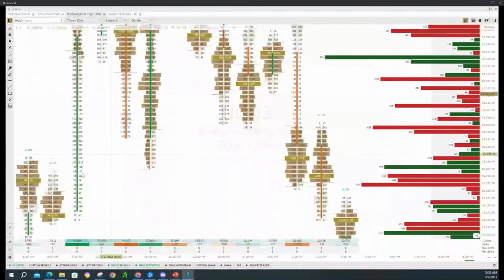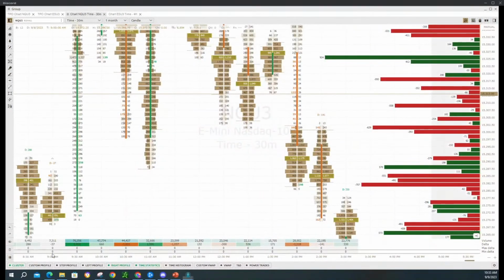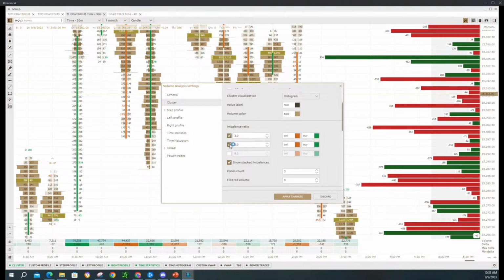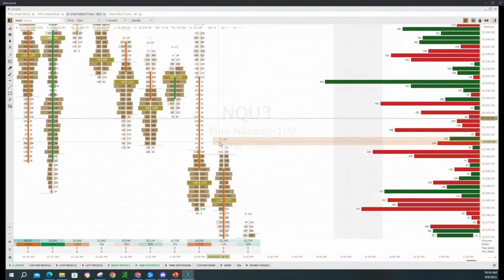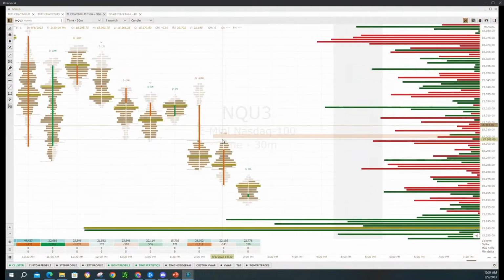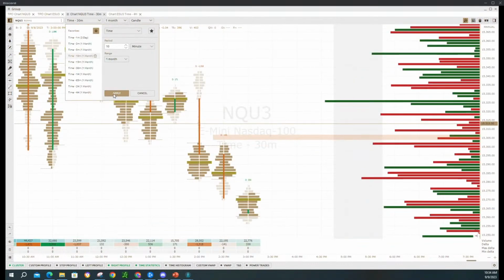So imbalances, if you want stacked imbalances, you can change settings on it. You can have the 3, 6, you can have 9. You can show stacked imbalances or not show them. And if I do 2 zones, it's going to bring in a lot more imbalances. Like you see here, it brought back that imbalance right there. Highlight it, and if you go in 10 minutes, it's going to highlight probably a lot more.